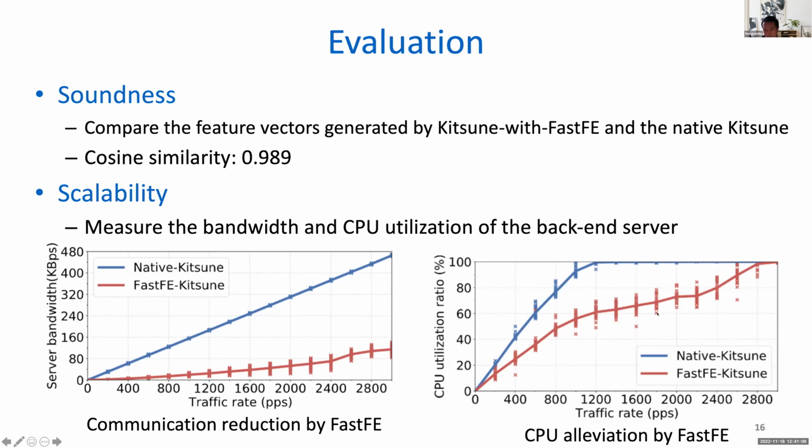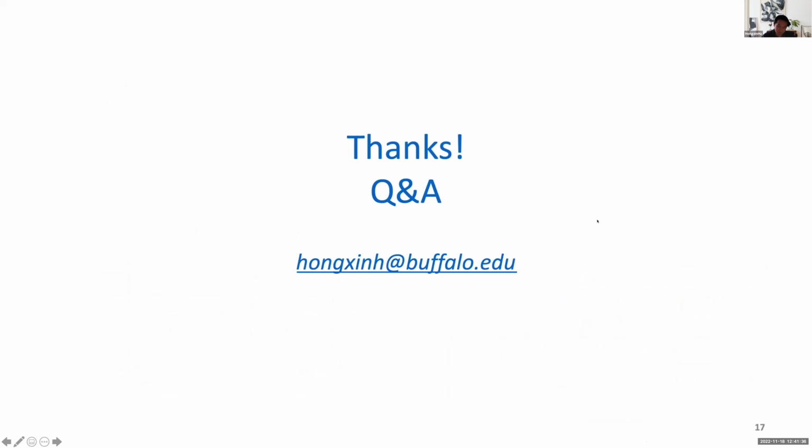In another evaluation, we look at the CPU utilization rate. In the traditional system, the CPU utilization rate is very high. But if we use our FastFE solution, we can reduce the CPU overhead a lot as well. Okay, I think that's all. We just discussed the three systems that use programmable switches, especially for security purposes.